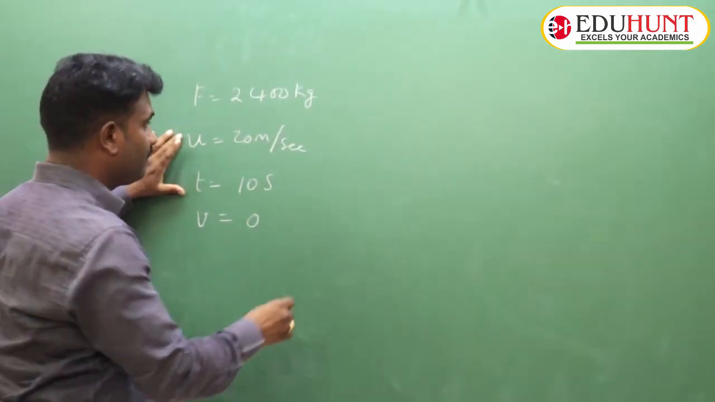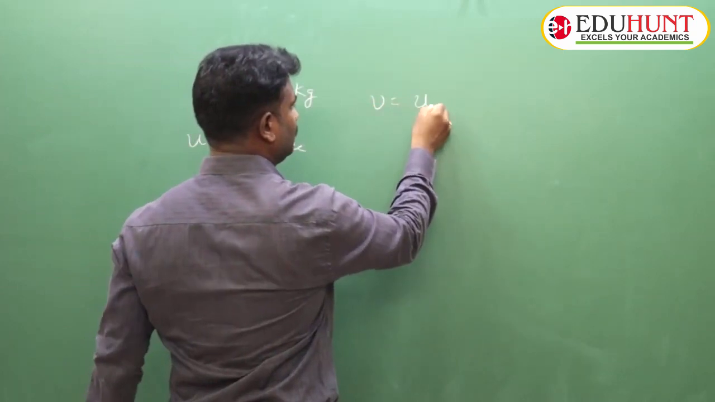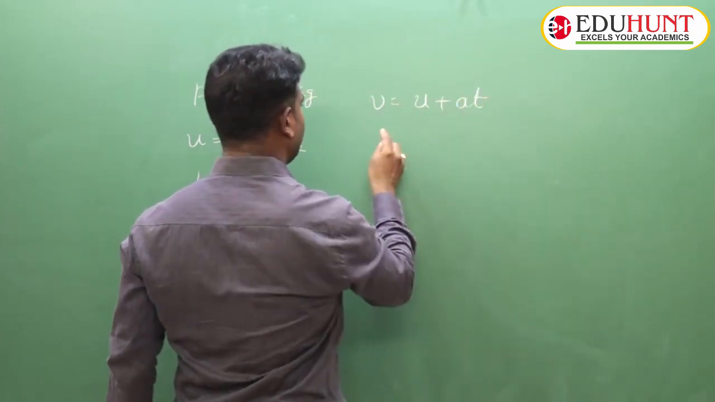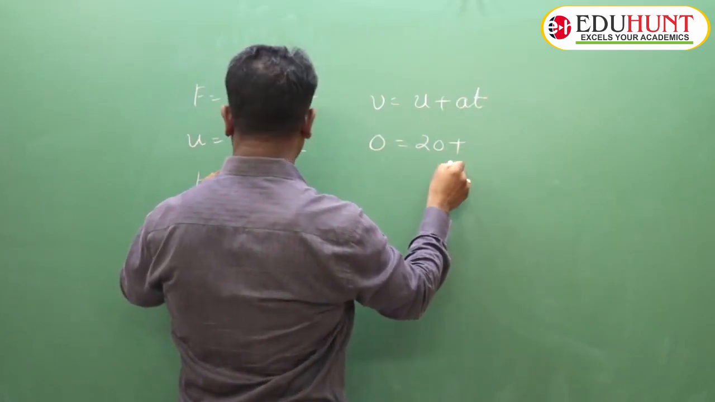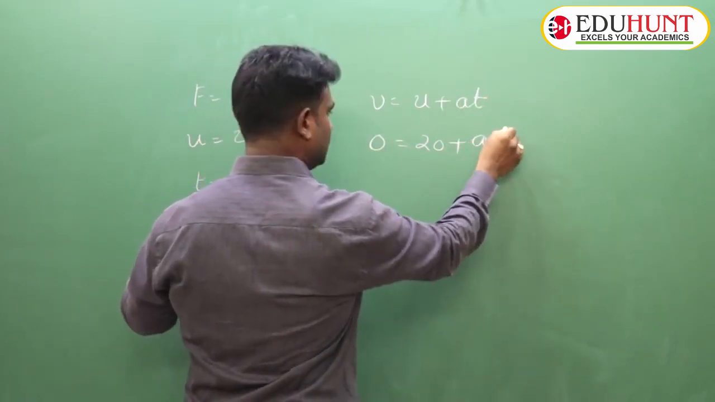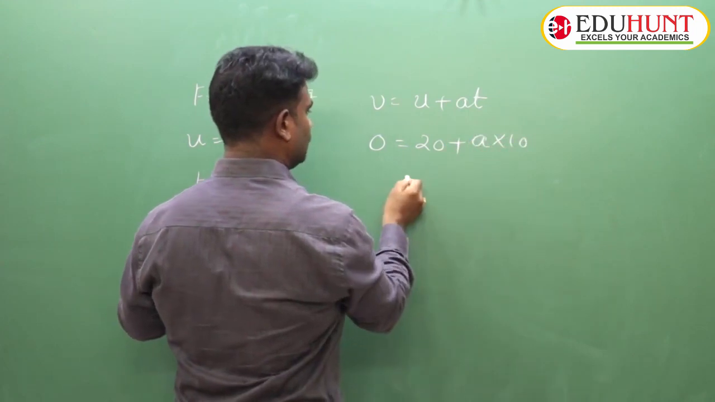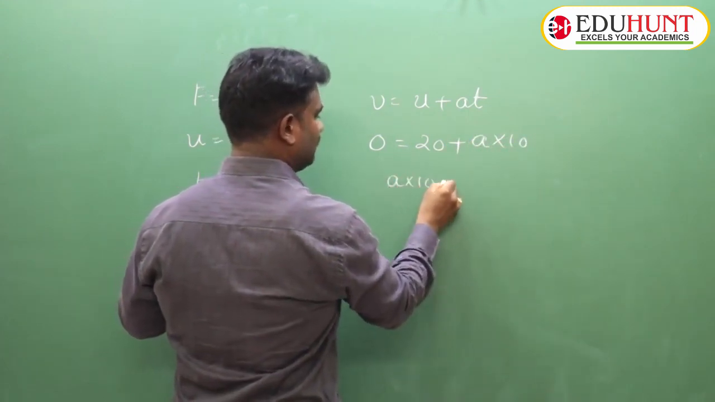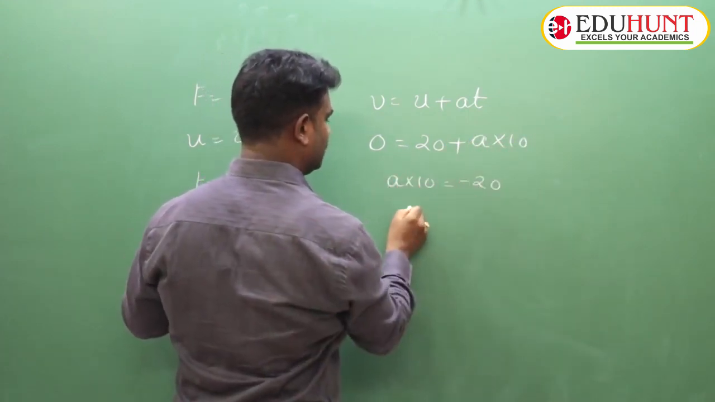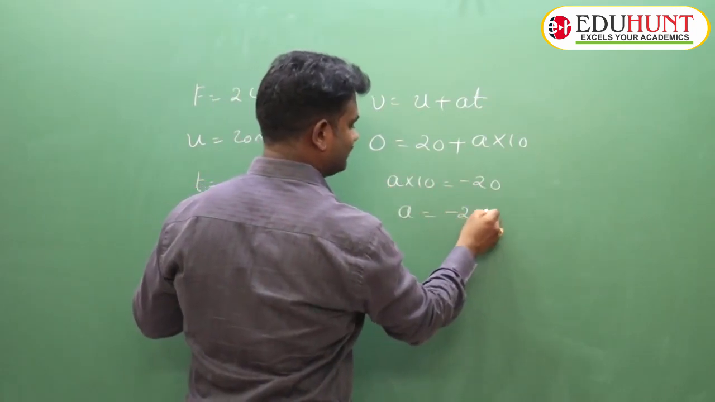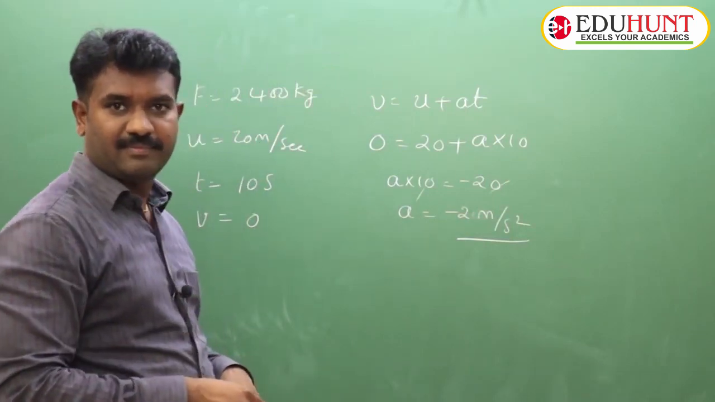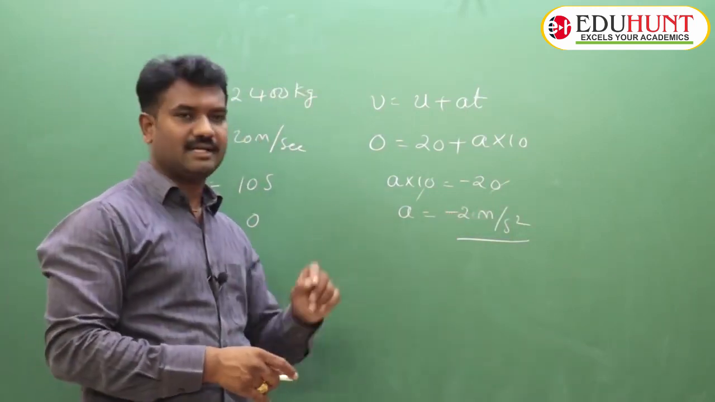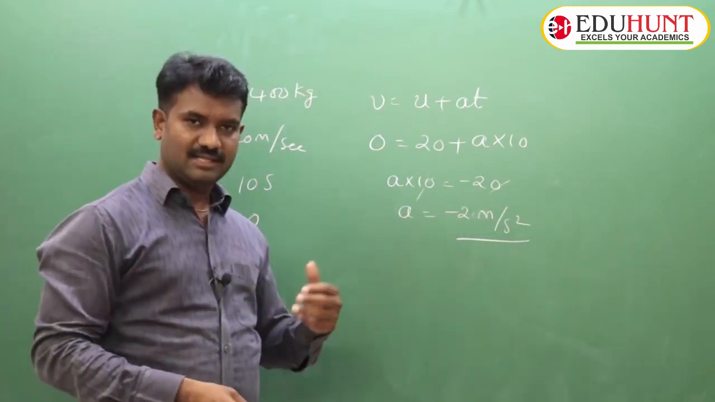It's possible to find the acceleration as it came to rest. Final velocity is 0. So we know that v equal to u plus at, so 0 equals 20 plus a, which we don't know, into t, which is 10 seconds. So a into 10 is equal to minus 20. A equal to minus 2 meter per second square. Negative indicates retardation.